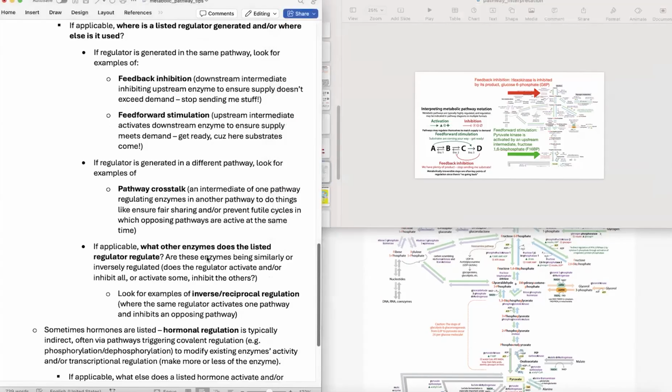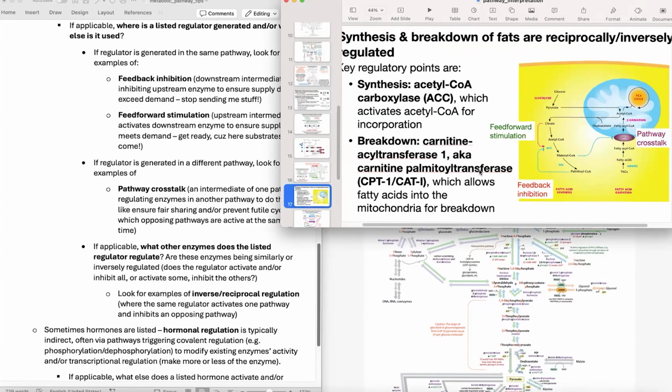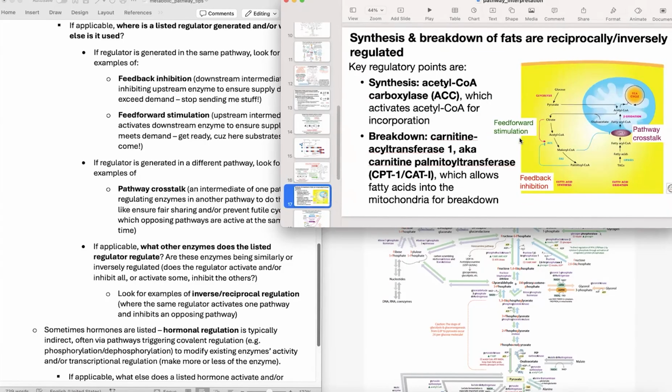You also want to look to see if that regulator is generated in a different pathway. And so sometimes it can be generated in multiple pathways, or it can be generated in a different pathway and influencing this pathway. An example of this we can find in our fatty acid metabolism. And if we think about fatty acid metabolism, when we're making fatty acids, that's going to be happening in the cytoplasm. And when you're breaking down the fatty acids, that's in the mitochondria.